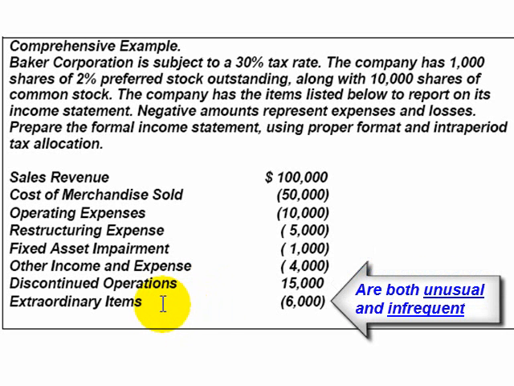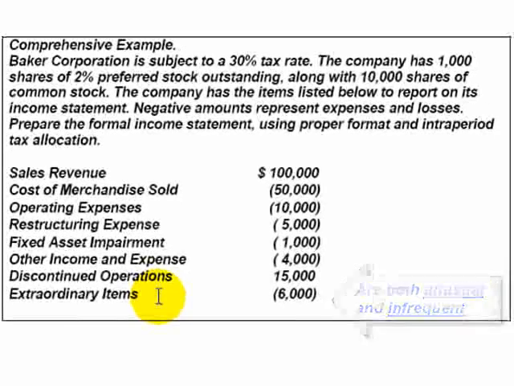Extraordinary items are gains and losses that come from events that are both unusual and infrequent. Unusual means that the event is something that's not part of normal business operations. Infrequent means that the event is probably not going to happen again. These are two pretty strong tests, and it's not very common to see a corporation report an extraordinary item.